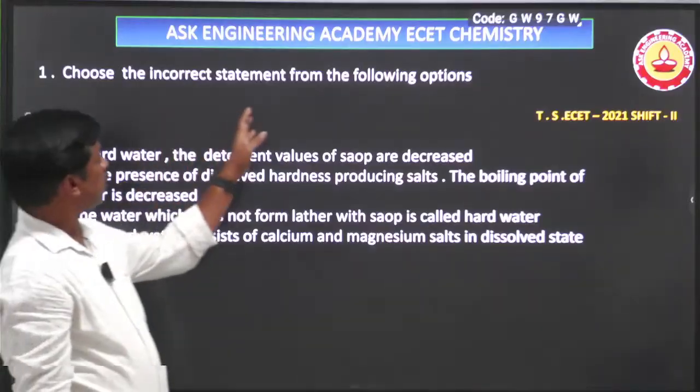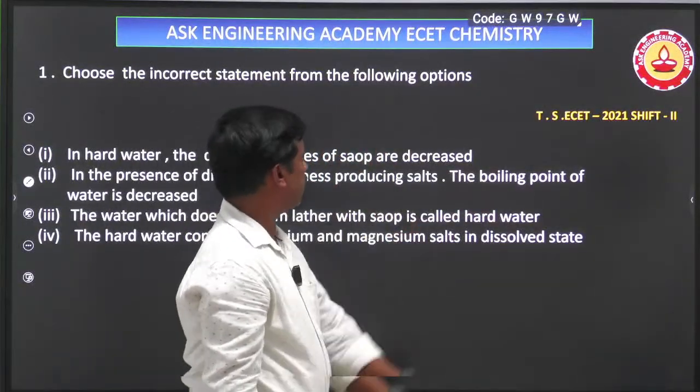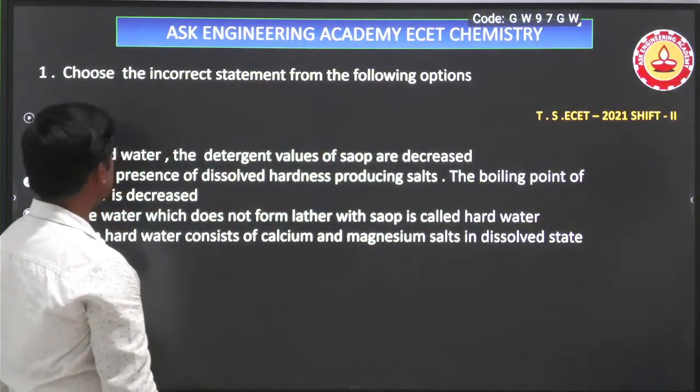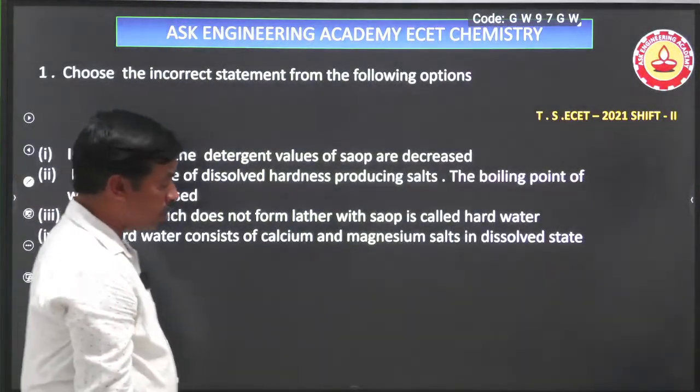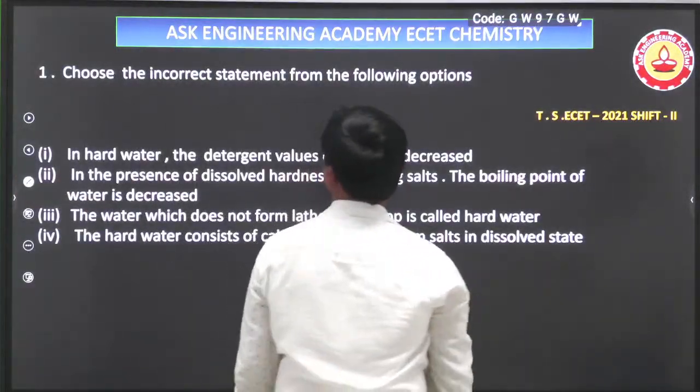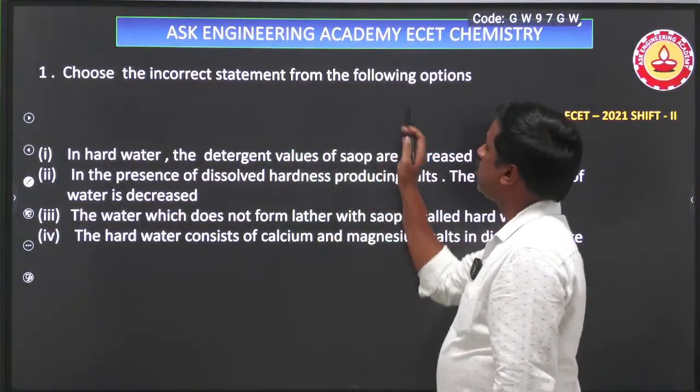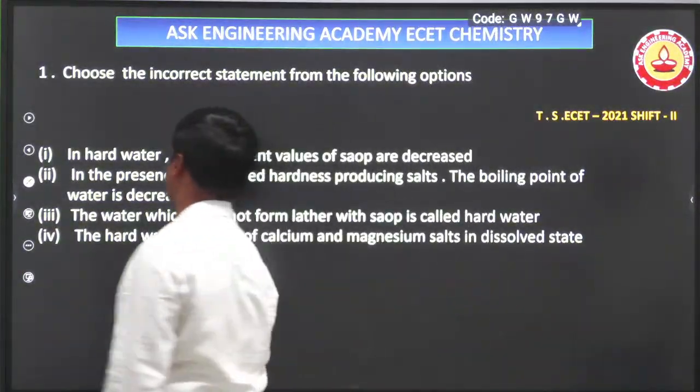Next, choose the incorrect statement from the following options. Here the question is given, carefully you can observe. Incorrect option. We need to find the incorrect statement among the given 4 options.